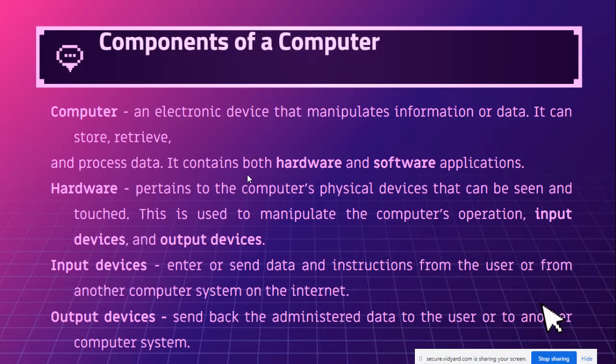So hardware pertains to the computer's physical devices. So it's what we can see and what we can touch. So this is used to manipulate the computer's operation. Input devices and output devices. So when we say input devices, this refers to what enters or sends data and instructions from the user or from another computer system on the internet. Meanwhile, output devices send back the processed data to the user or to another computer system. So that is the difference between input and output devices.